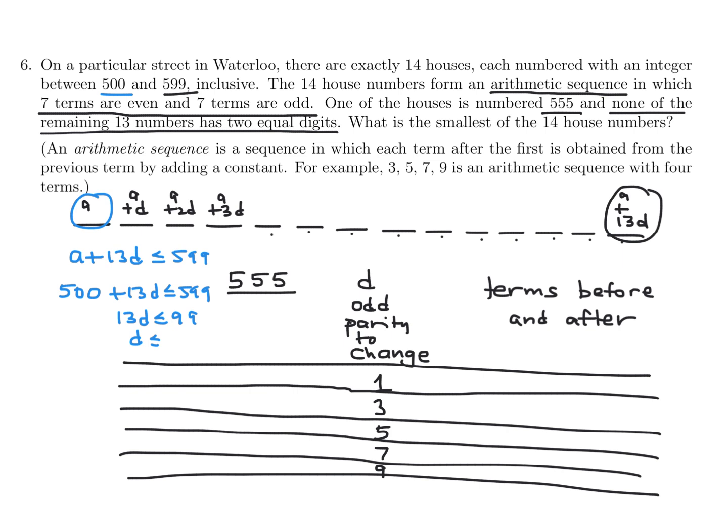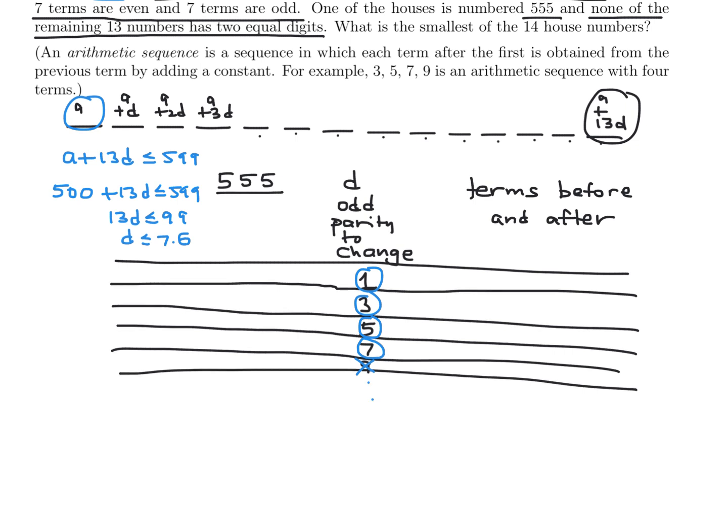99 divided by 13 is about 7 point something, 7.6. And since these house numbers are all integers, D has to be an integer, so the most it can be is 7. So 7, 5, 3, and 1 are the only possibilities, so the 9 we don't even have to check. So that's good. That narrows things down a lot. And otherwise, I'd have to keep going here. Okay, let's do it. So terms before and after 555. Need to put that in, right? Okay, so if D is 1, it would be 554 for the term before and 556 for the term after.